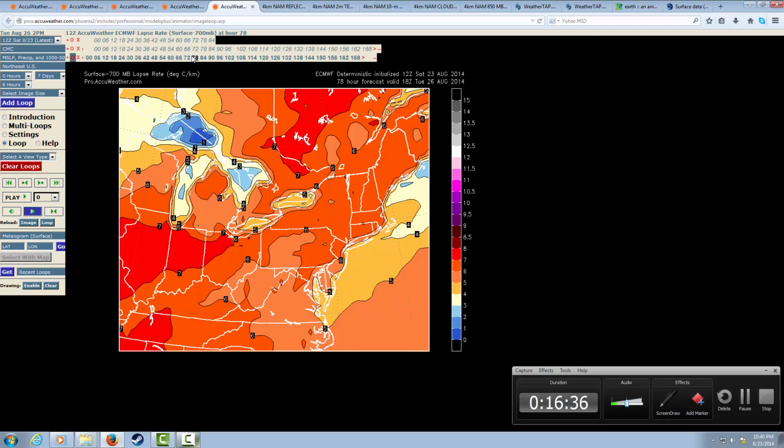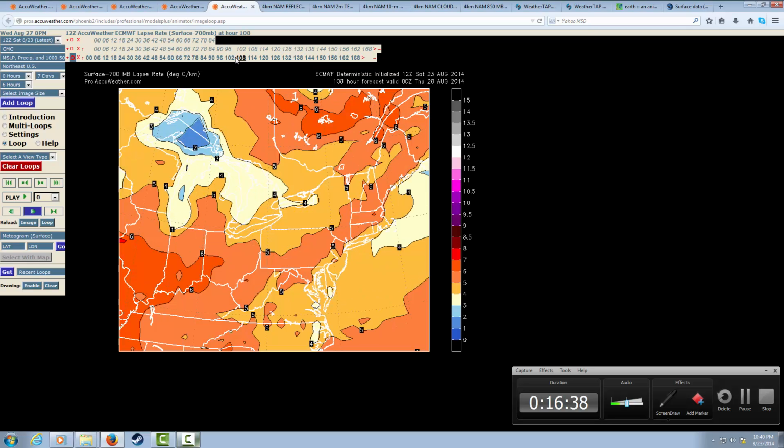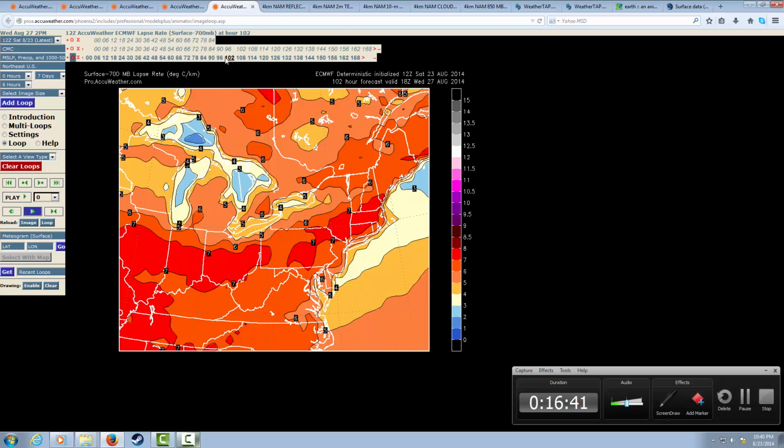6 degrees Celsius per kilometer. And let's look at Wednesday. 18Z Wednesday, yeah, pretty unstable, not so much around Oswego, where it's about 5 degrees Celsius per kilometer. But I mean, it's defined as conditional instability, but it's not like it's down here where it's 7 or 6.